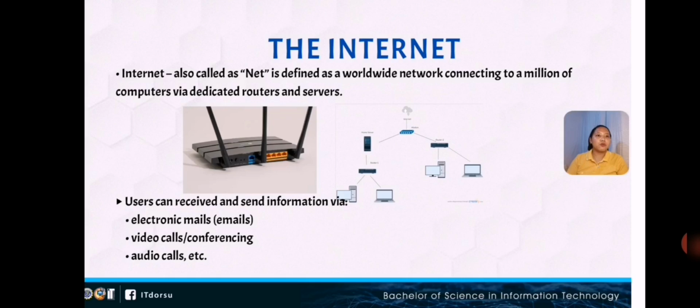It is defined as a worldwide network connecting millions of computers via dedicated routers and servers. It is also called the net. So the internet is a vast network that connects computers all over the world. Through the internet, users can now receive and send information via electronic mails or emails, video calls and conferencing, and audio calls through the use of the internet connection.